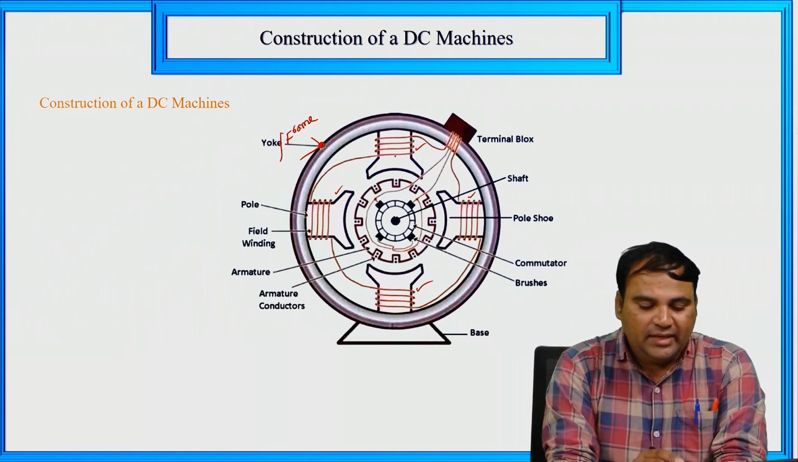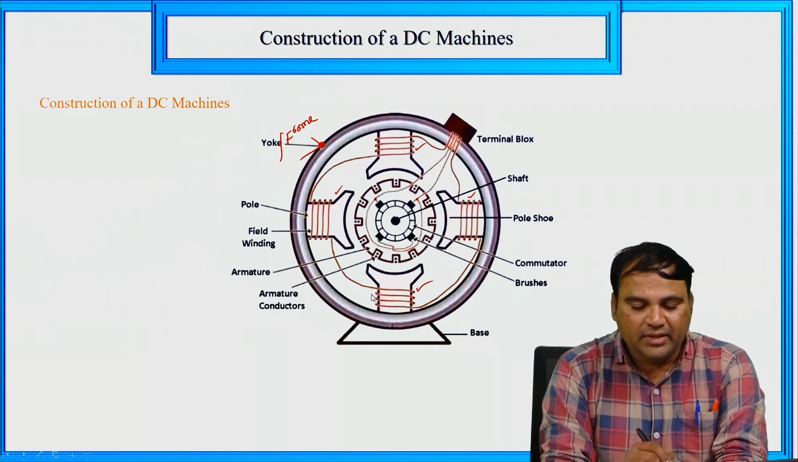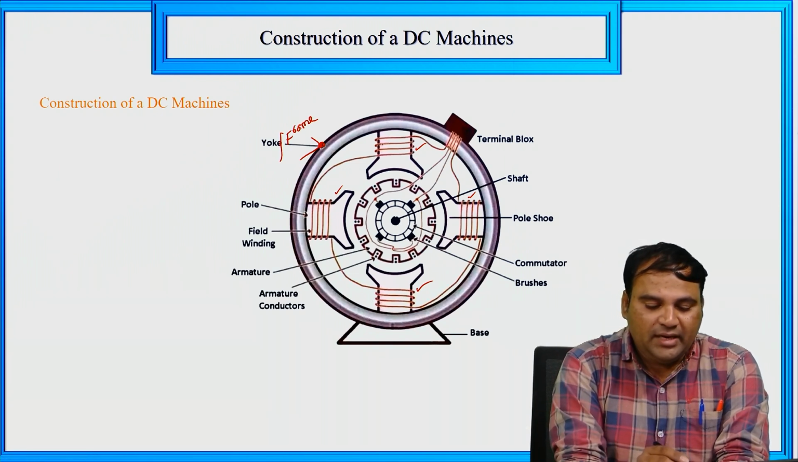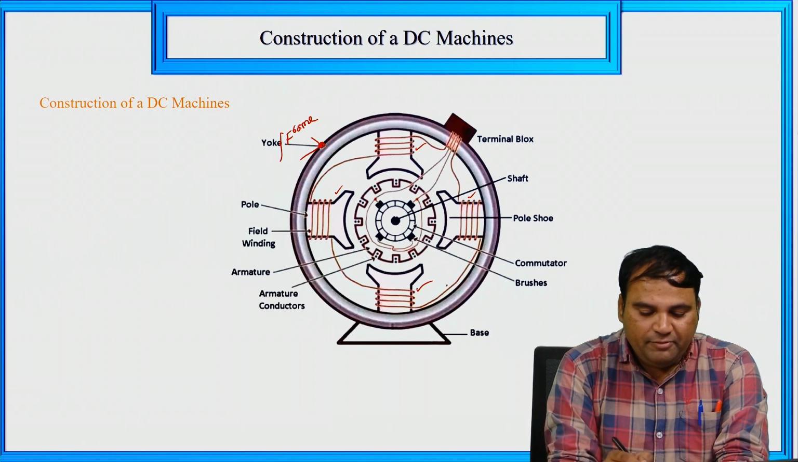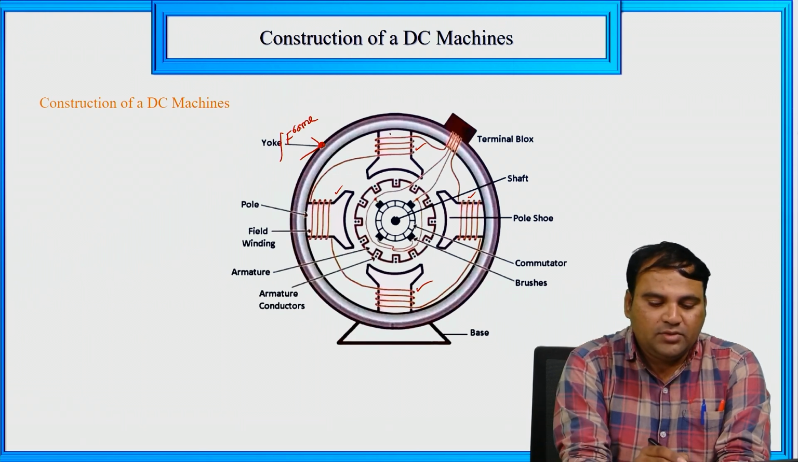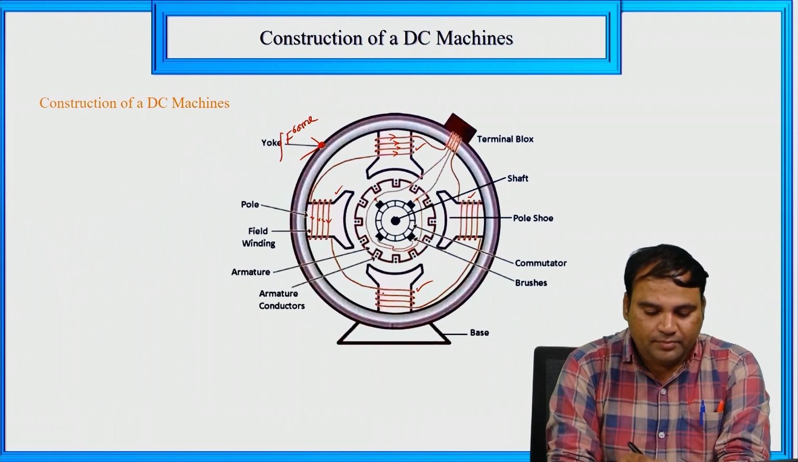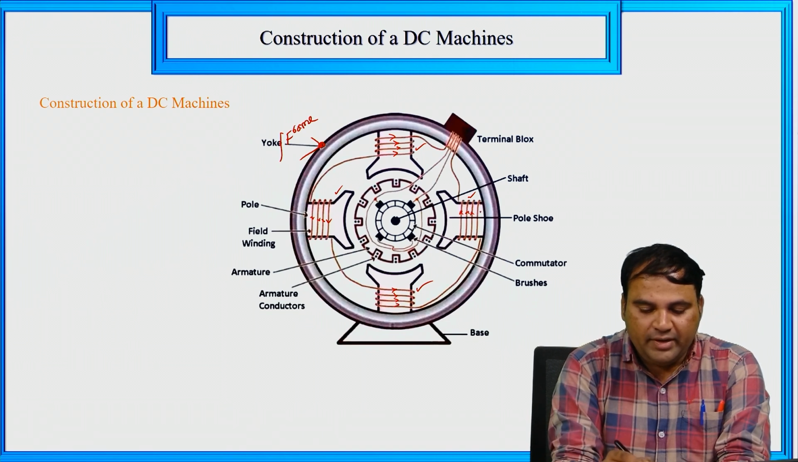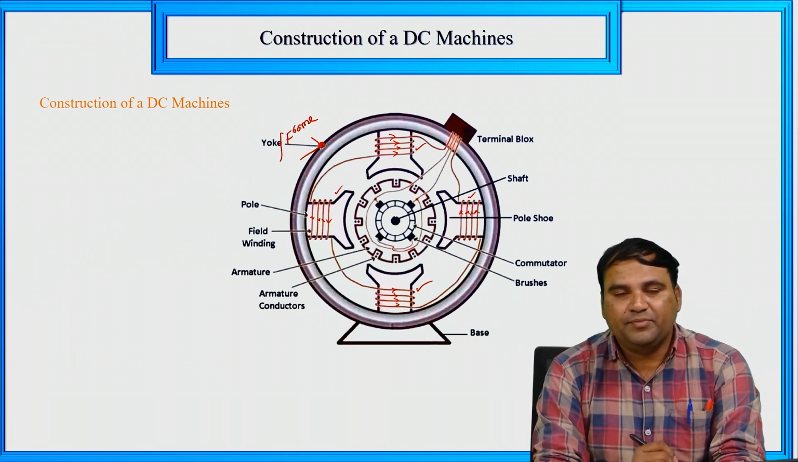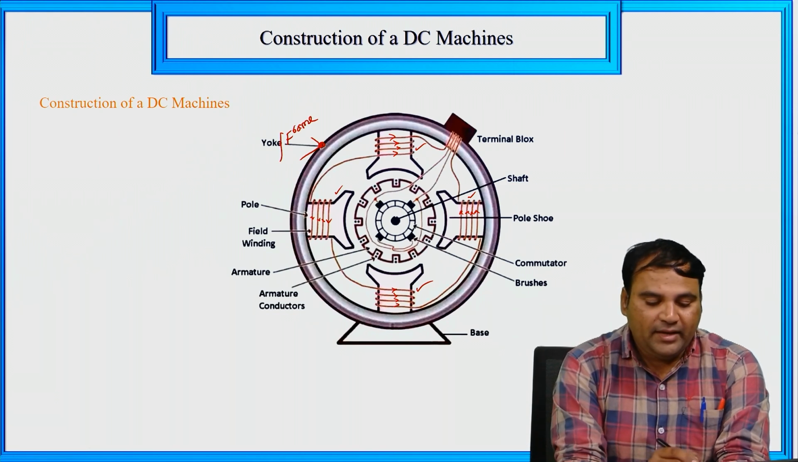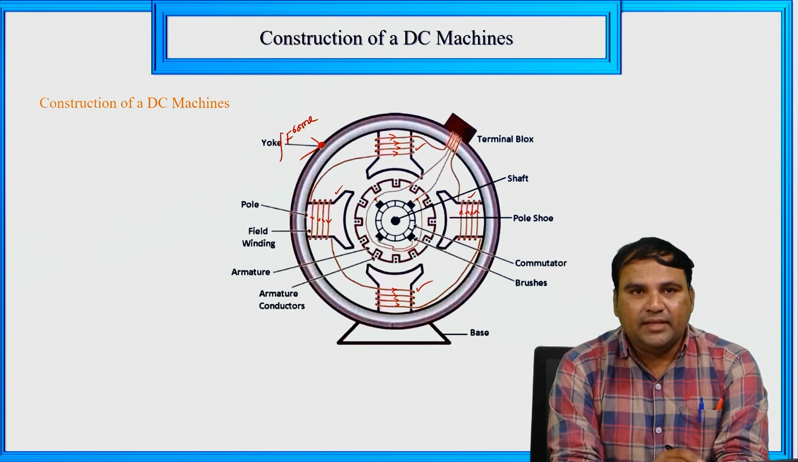For each and every pole we have the field winding. See here, each pole has a field winding. Here is the field winding, and here is the direction. Like this, we have the field windings. So this is the field winding of a DC machine. For each and every pole we have the field windings, and here the total 4 poles are there.